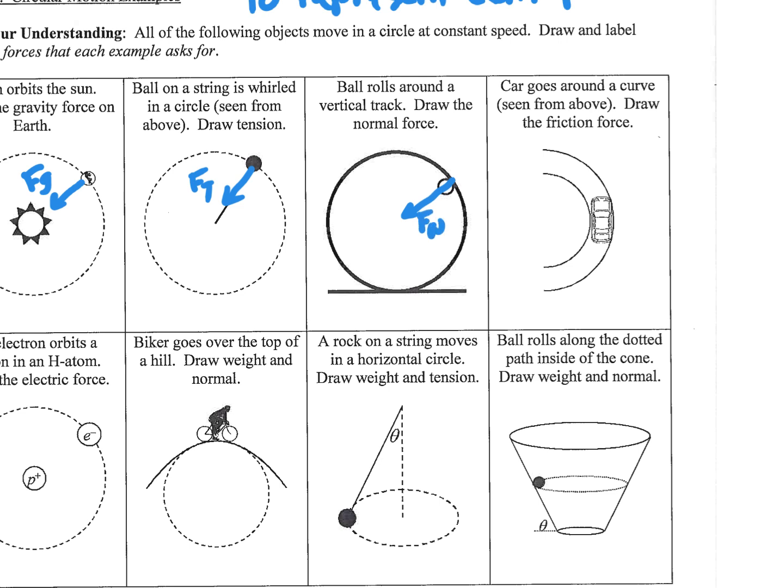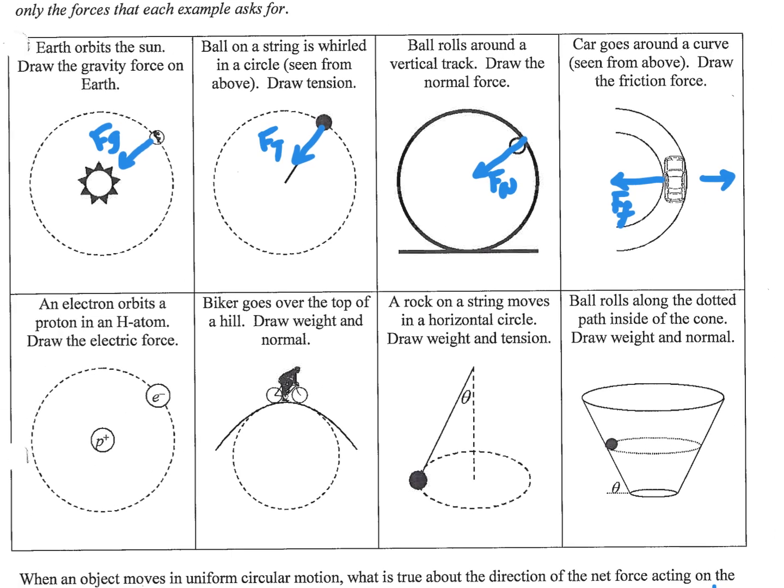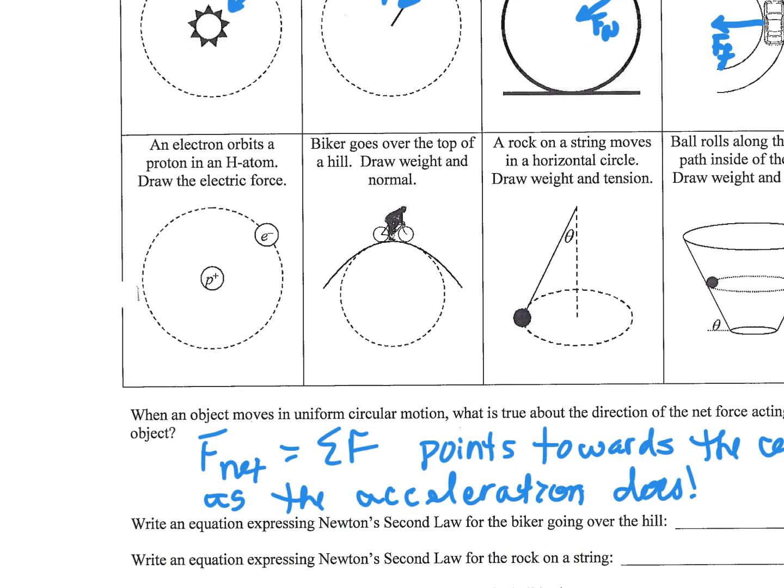Car goes around a curve, draw the frictional force. Well, if you're going around a curve, your car wants to go this way. So the force of friction is going to be in the opposite direction, towards the center of the circle. Electric force is towards the center. Over the top of a hill, we have mass times gravity going this way, and we have the normal force going this way. Notice that the mass times gravity is longer in this case as we go over the hill than the normal force is.